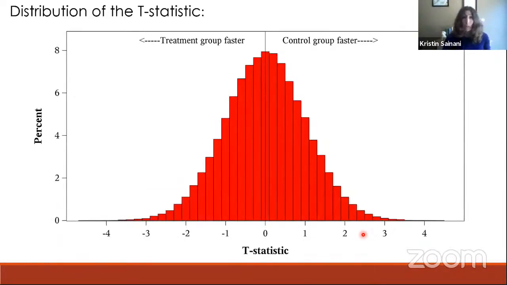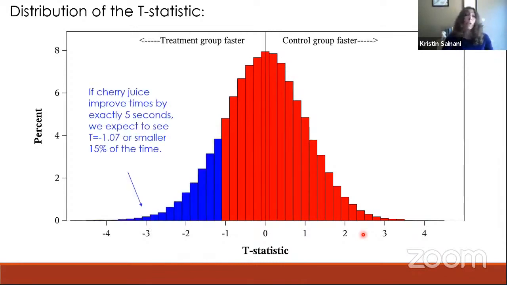So I took my simulation now and I set the effect size to be exactly -5. And I ran my simulation again and I calculated the t statistic in each virtual trial. Notice that we end up on the exact same t distribution. So how often did I get values of -1.07 or smaller? Well, I got them 15% of the time. This means our p-value is 15%.